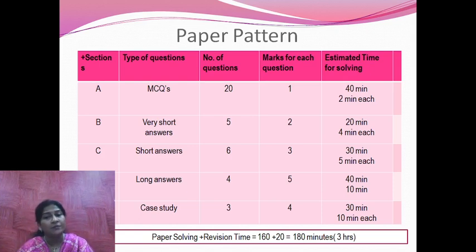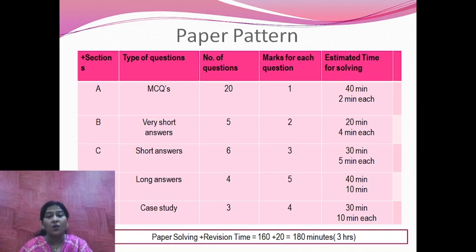The estimated time for solving it is 18 to 20 minutes. Means at max you should be giving 4 minutes for solving each of the very short answers. Next is section C. Section C is having 6 questions, 3 marks each. That means for 18 marks this section is there, and the estimated time for solving this is 30 minutes. Means at max you can give 5 minutes for solving each question.